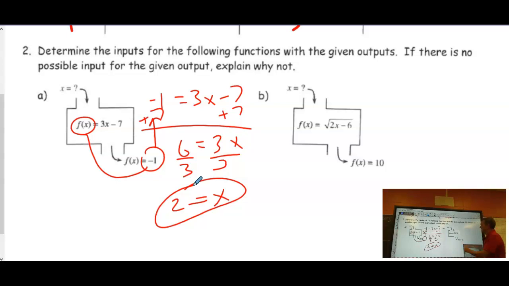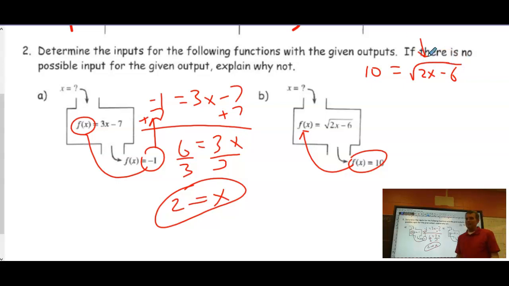Letter B, a little bit trickier one, right? This time I know the output is 10. So I'm putting 10 in for the output, and I'm going to solve for the input. Well, the first thing I want to do is get rid of this square root sign. So I do the opposite of square rooting something. I square it. I square both sides. When you square a square root, it just cancels out the square root sign.